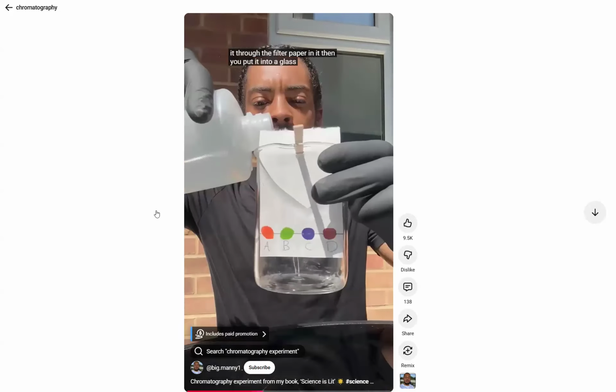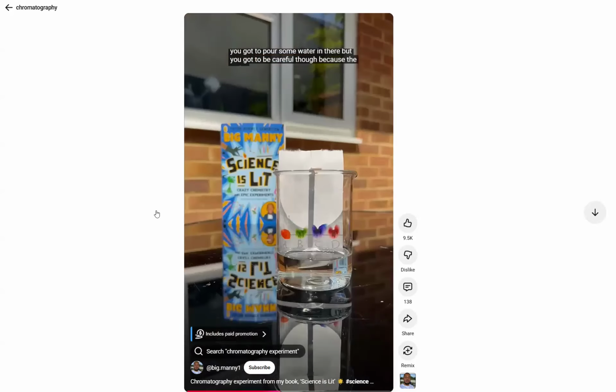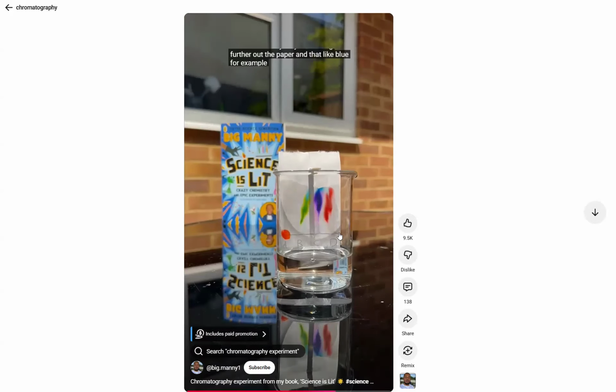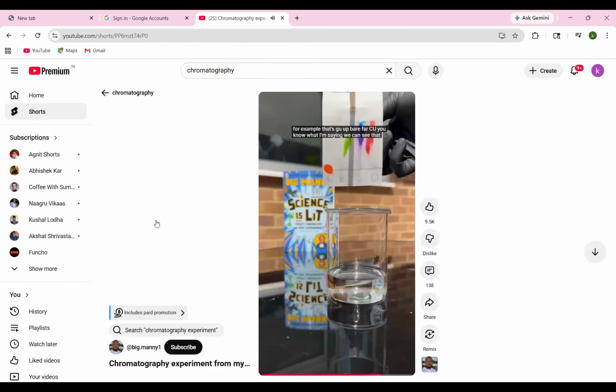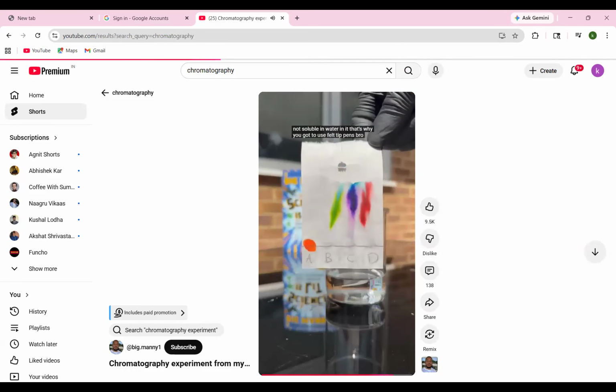Now look here, glass. Put some water in there. But you've got to be careful because of the water. Look, now can you see it? The spreading, can you see? The water will just touch it. Some pigments are more soluble than others. Like blue, for example. So we can see that the orange ink didn't travel because it's not soluble.